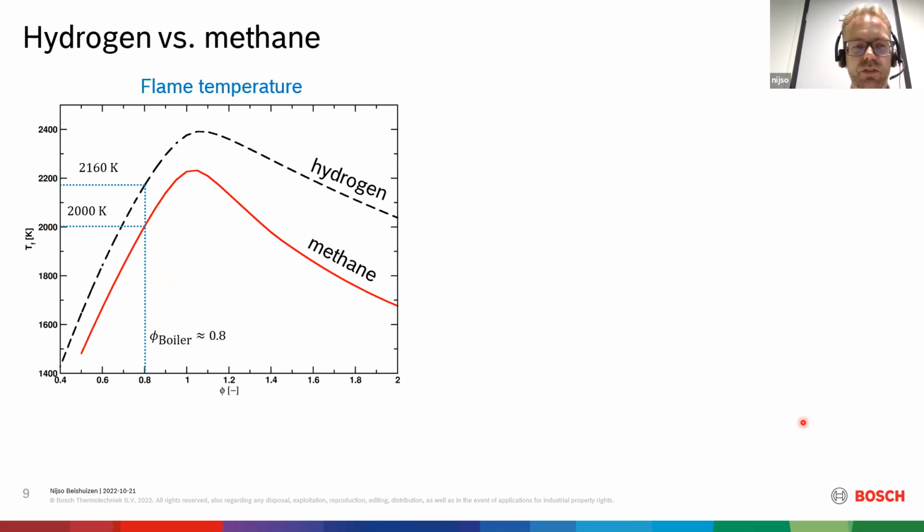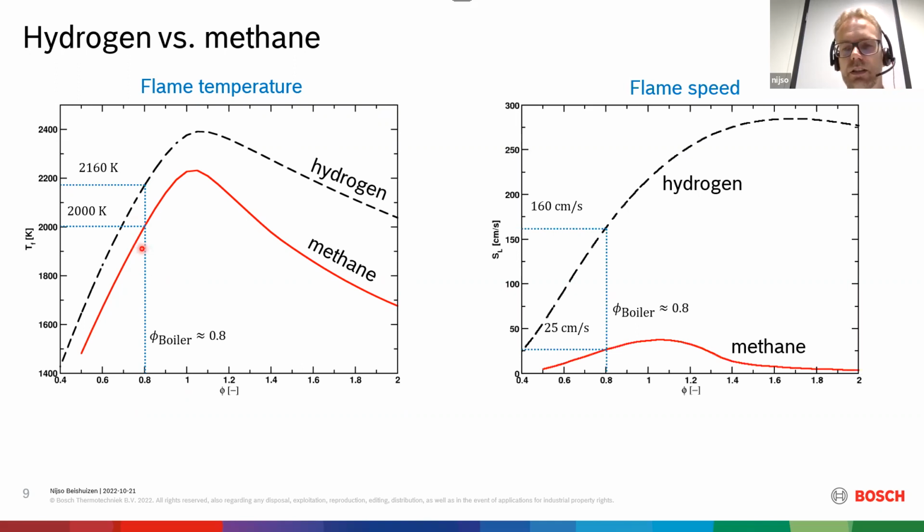Now, one of the challenges of switching from natural gas to hydrogen lies in the fact that the flame temperature is much higher for hydrogen flames. So we see here that for an equivalence ratio of 0.8, which is a standard operating condition for boilers, the flame temperature of a hydrogen flame is almost 160 degrees higher compared to a methane flame. And when we look at the laminar flame speed of methane and hydrogen, we see that the laminar flame speed for hydrogen is more than 6 times higher than for a methane air flame at the operating condition.